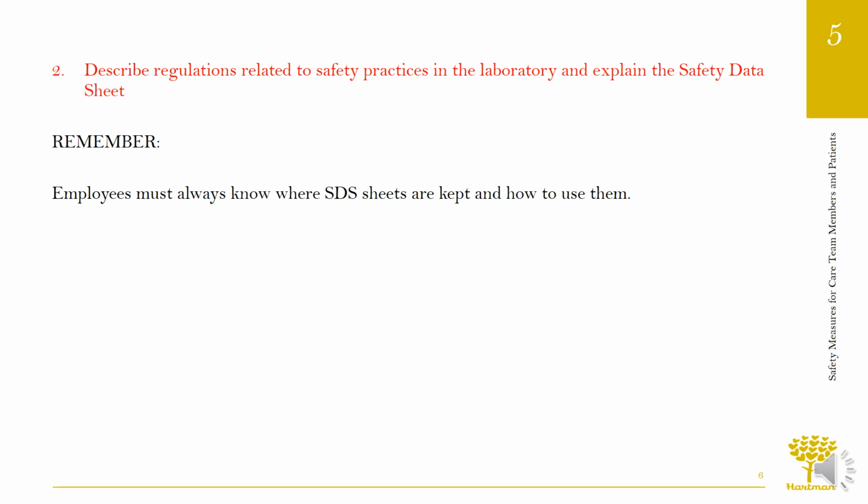OSHA requires that emergency eye wash stations be placed at all hazardous areas in case of an eye injury. Employees must know where to get to the closest eye wash station and how to get there with restricted vision.